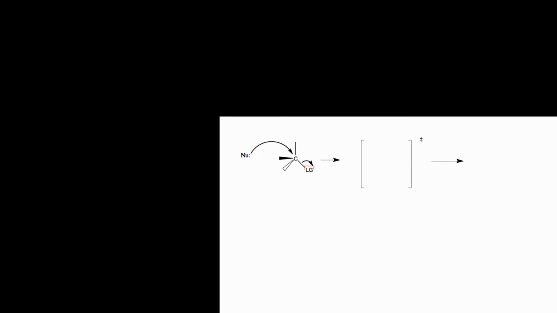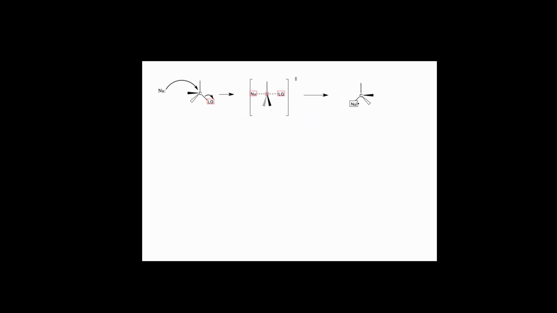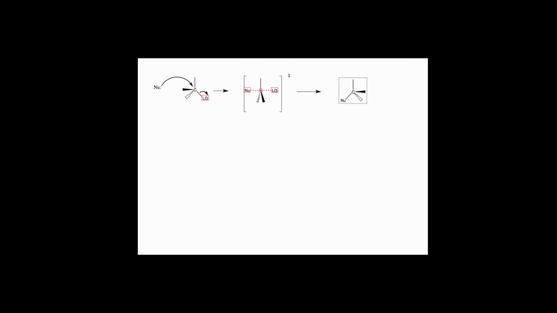This gives us a transition state in which the nucleophile carbon bond is partially formed and the leaving group carbon bond is partially broken, and a final product in which the nucleophile is attached to the central carbon atom and the leaving group has left, taking its pair of electrons with it.